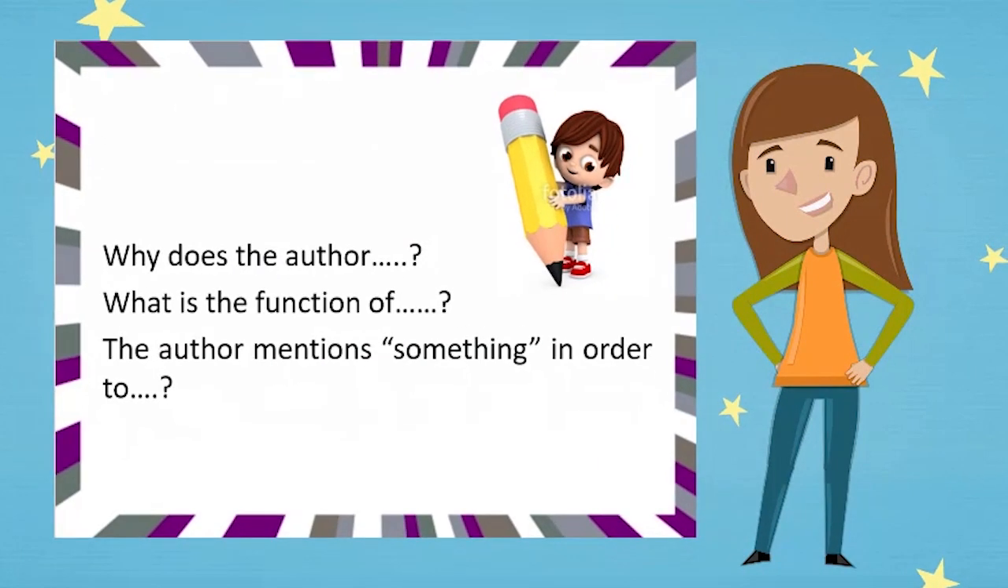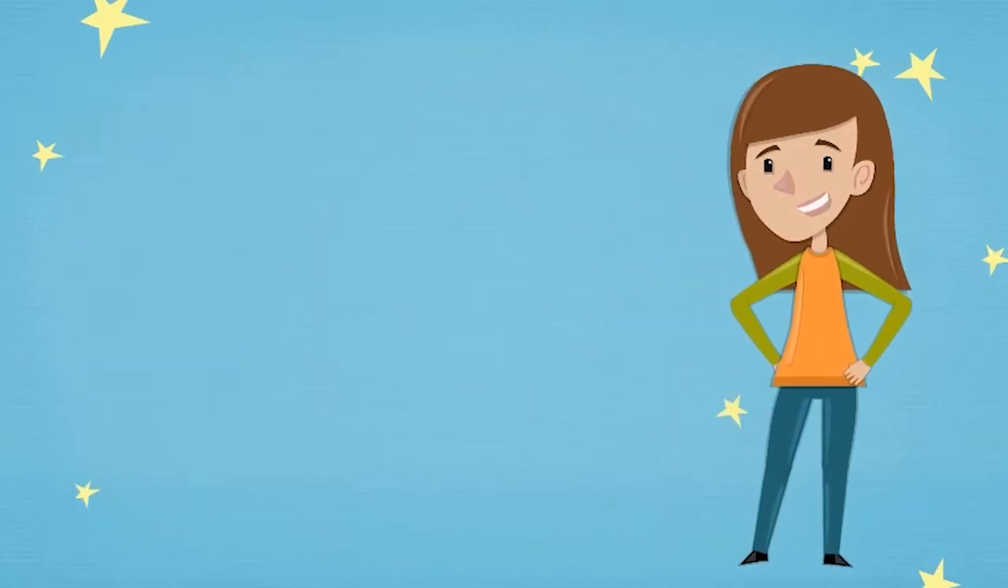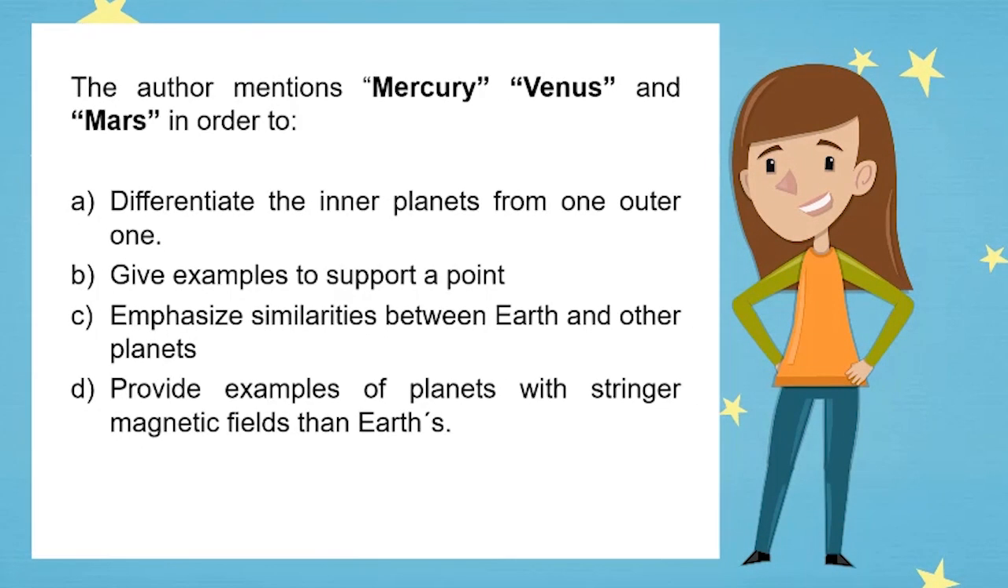Those questions appear in different ways, but the most common are: why does the author? What is the function of? The author mentioned something in order to? Let's see an example of a rhetorical purpose question. The author mentioned Mercury, Venus, and Mars in order to, and then you have the 4 options. You saw that in this type of questions what the author mentioned always appears.